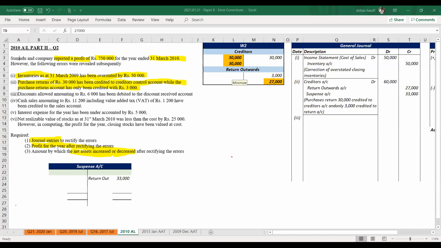Number 3. Discount allowed amounting to 6,000 has been debited to discount received account. So only the discount account is wrong.